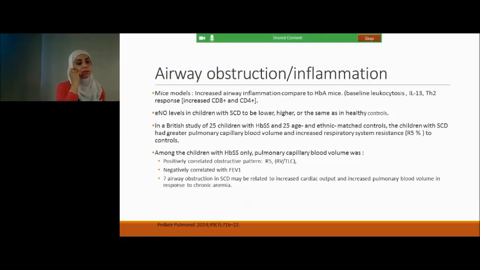Another new idea that is actually emerging and getting a lot of attention now is, where is this airway obstruction in sickle cell kids coming from? Is it really airway disease, or is it just an increased blood flow to the lungs and kind of congestion of the pulmonary vessels to the degree that they actually compress the adjacent airways?